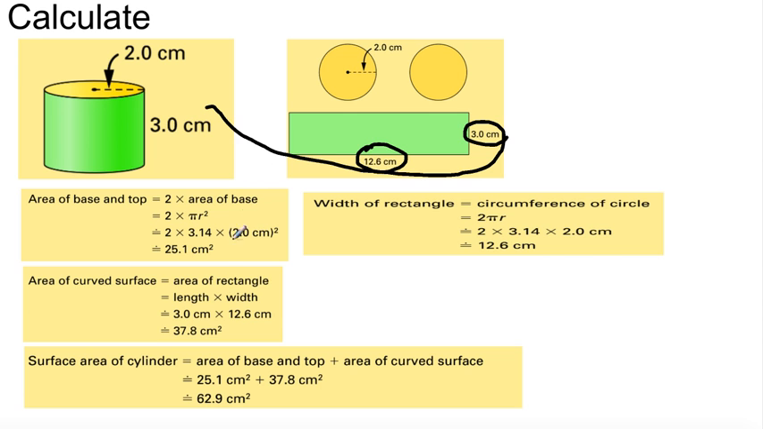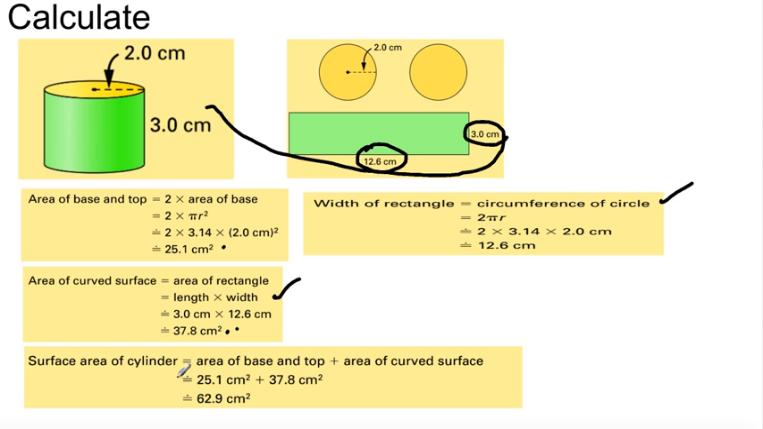Then we have the area of the rectangle. Area is easy, length times width. You're given 3 centimeters already. You've determined the circumference, which is 12.6, by finding the circumference of your circle. You multiply them together: 3 times 12.6 centimeters gives you 37.8 centimeters squared. Remember, the area is written as a square. Same with here, okay?